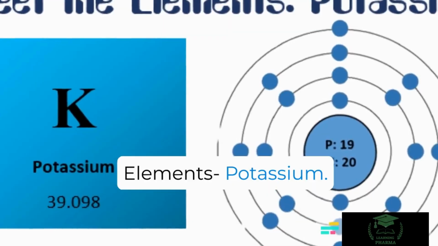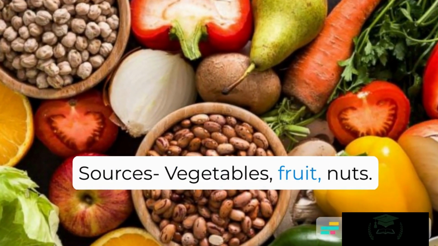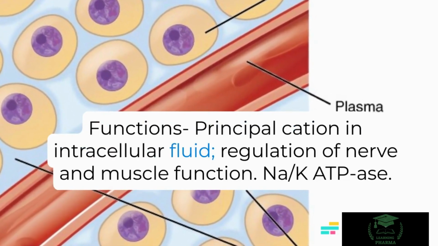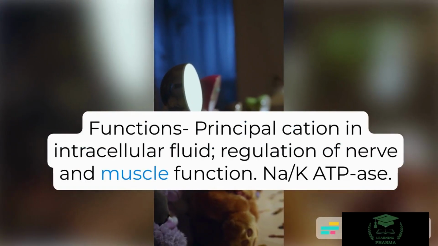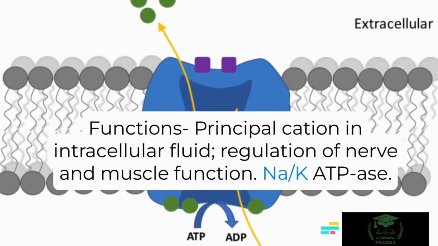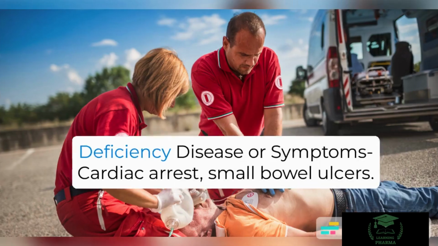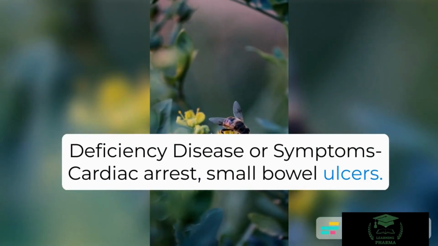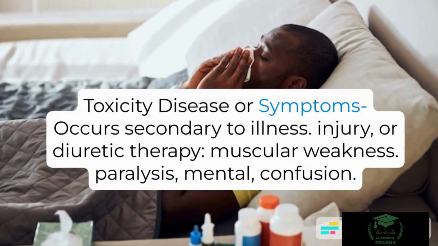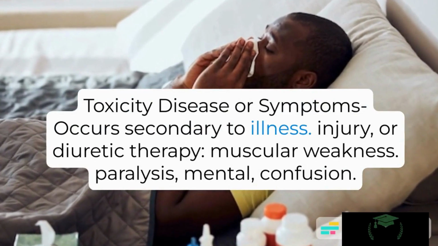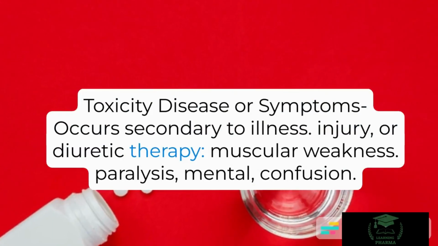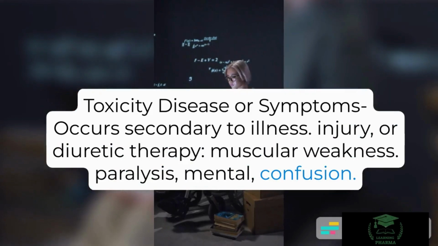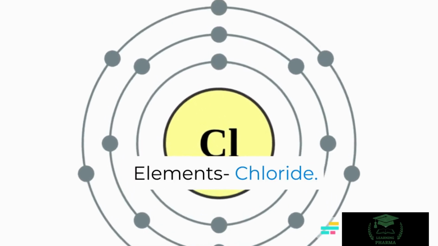Elements: potassium. Sources: vegetables, fruit, nuts. Functions: principal cation in intracellular fluid, regulation of nerve and muscle function, Na, K ATPase. Deficiency disease or symptoms: cardiac arrest, small bowel ulcers. Toxicity disease or symptoms occurs secondary to illness, injury, or diuretic therapy, muscular weakness, paralysis, mental confusion.